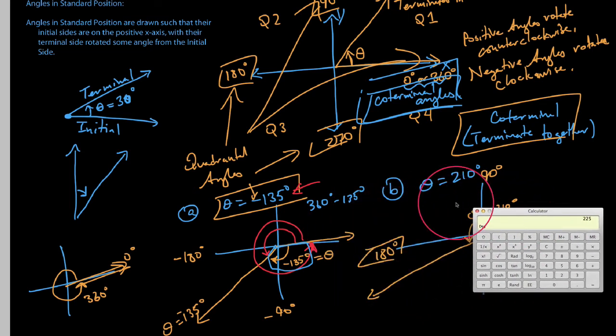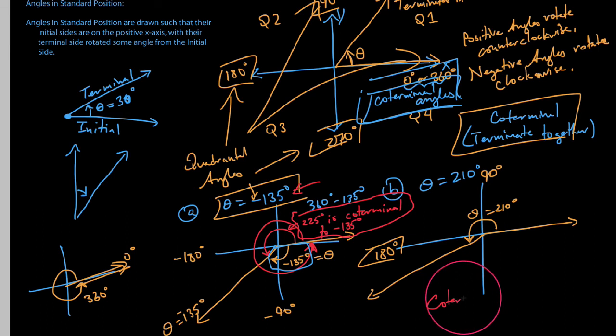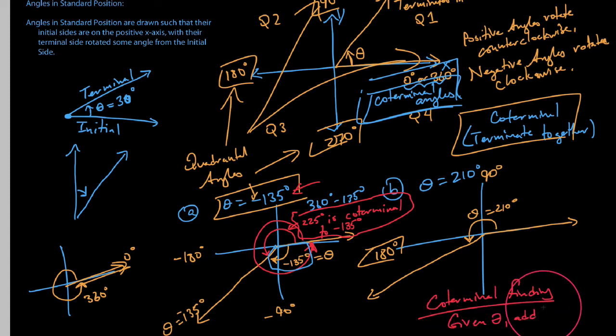So what I want to see is this: this red angle in here is 225 degrees and is coterminal to negative 135 degrees, just because of the sheer fact that it terminates in the same spot. The only thing I really want to mention here is: how does one find a coterminal angle in general? This is how you find a coterminal angle. Given theta, an angle, just add or subtract 360 degrees. This is all we need to do.